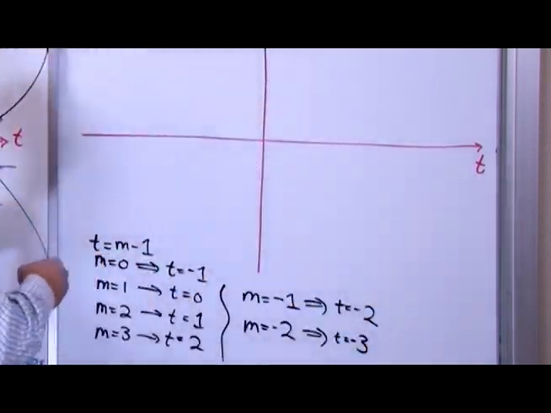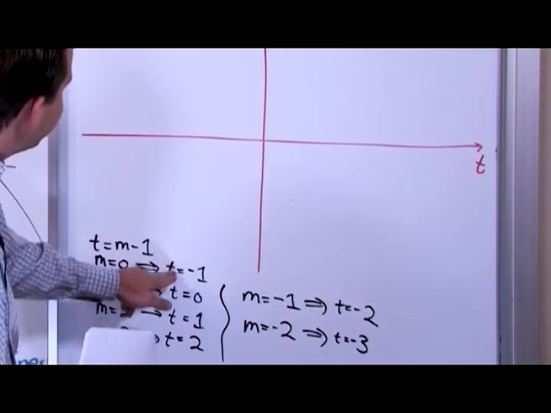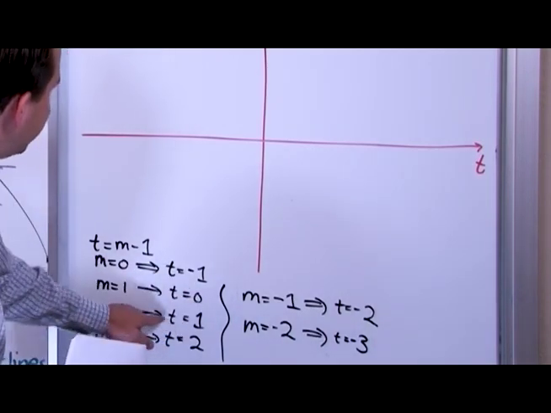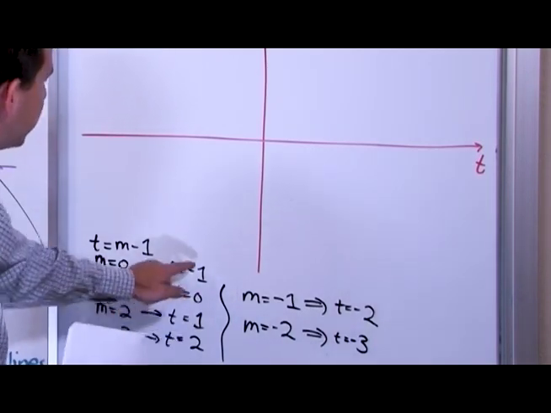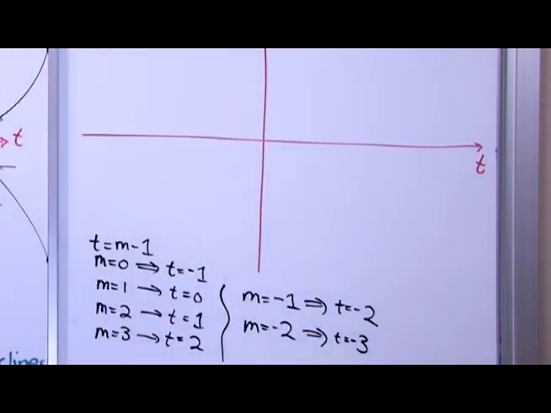All right. So we have everything we need to really graph the solution right here. So we have a bunch of vertical lines. t is equal to 0. t is equal to 1. t is equal to 2. t is equal to negative 1. t is equal to negative 2. t is equal to negative 3. We've got them all right there.